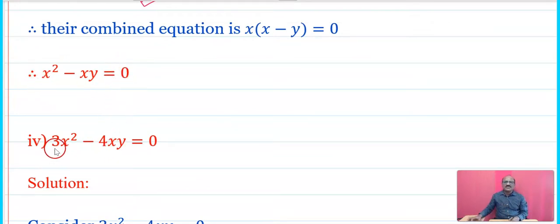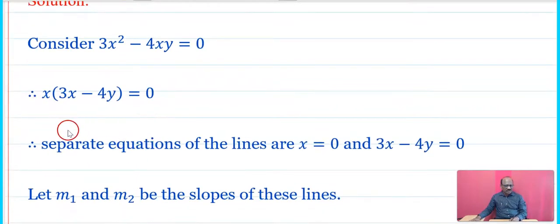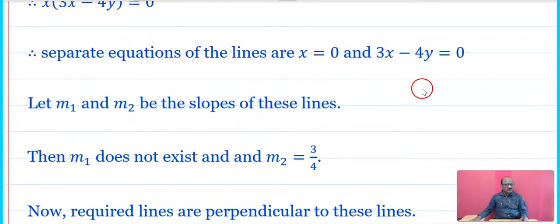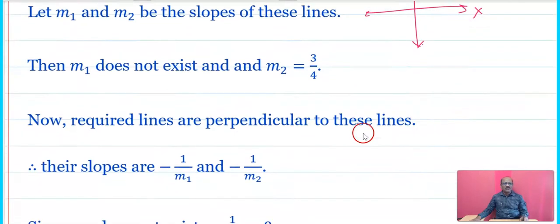Now the next is 3x square - 4xy = 0. Now again take x as common. Then their separate equations are x = 0 and 3x - 4y = 0. Let m1 and m2 be the slopes of these lines. The slope of the line x = 0: x = 0 is nothing but the y-axis, and therefore its slope does not exist.